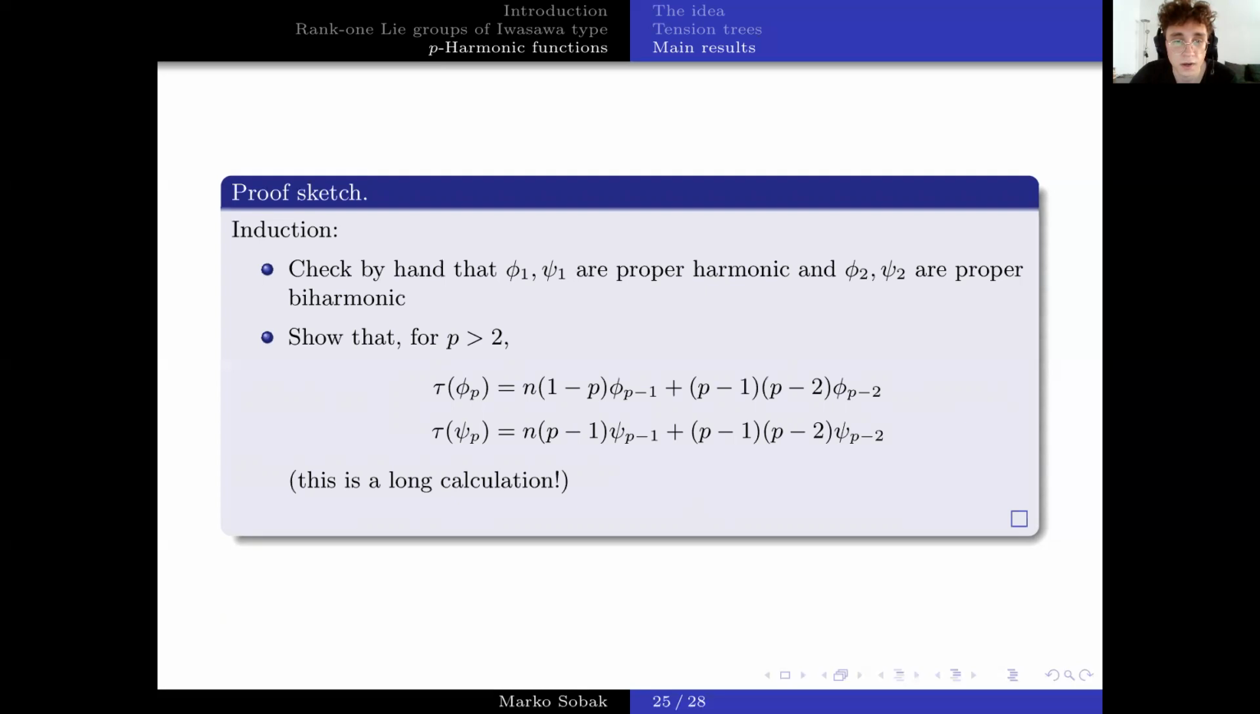And then for the induction step, one shows this formula for the Laplace-Beltrami operator of phi p and psi p. You see that they depend in a nice way on the lower order phi p's and psi p's, and this basically immediately gives you that these functions are proper p-harmonic, because we already checked the base case.